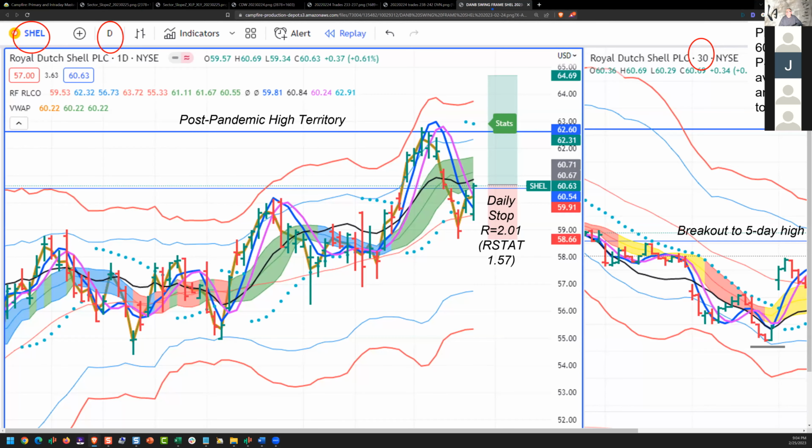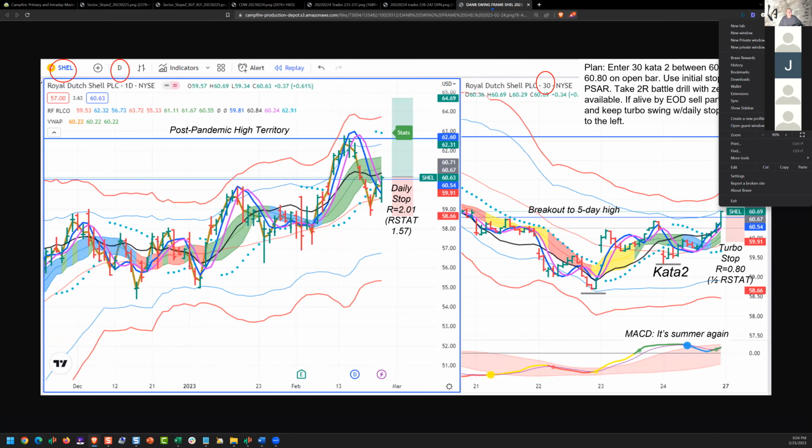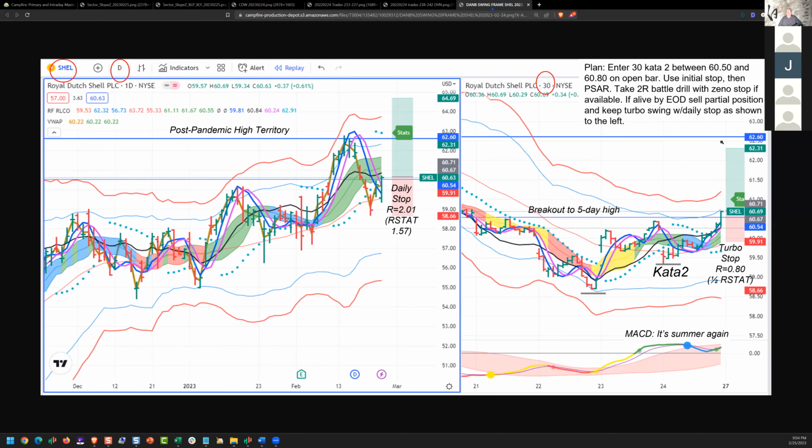All right, we're looking at Dan's work here. Okay, so we're looking at Shell. And this is daily chart and 30-minute chart. And we generally have on the daily some rising lows. So Kata 2 is all over the place.